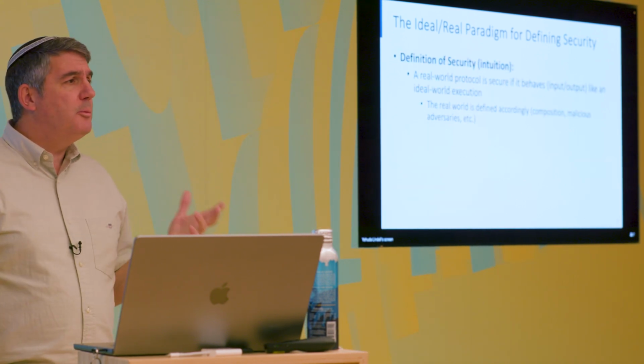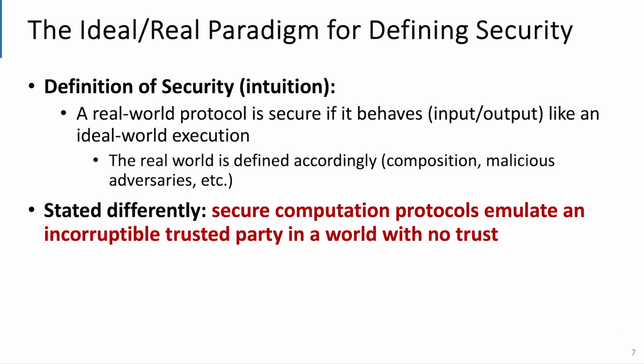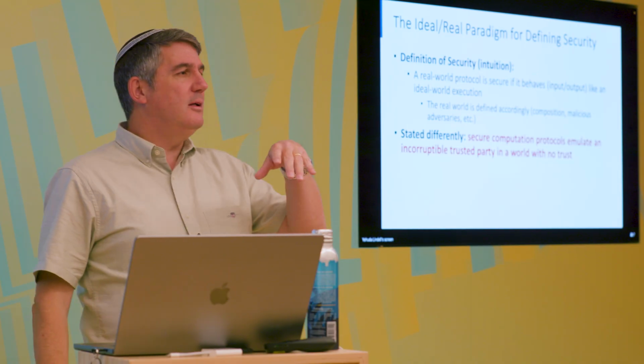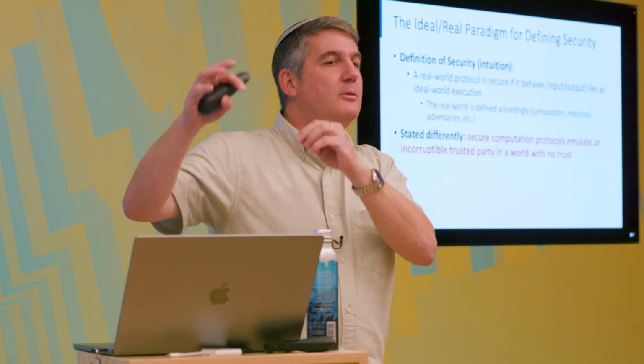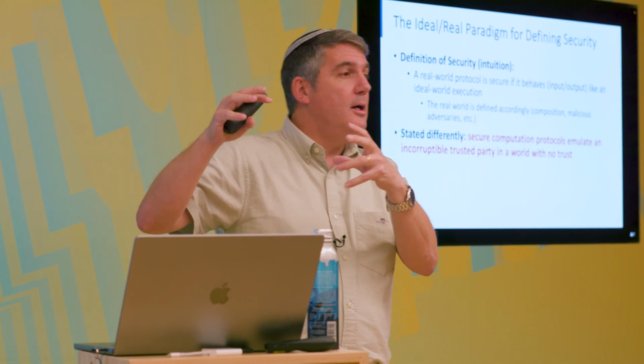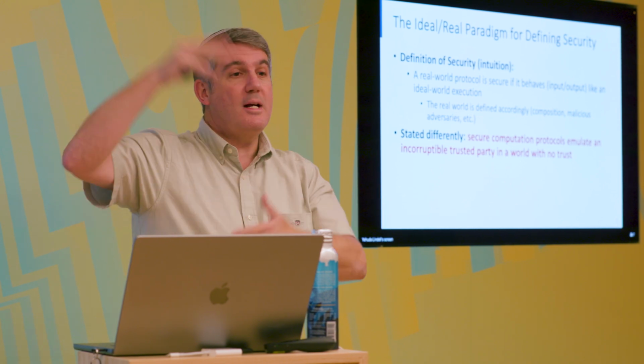And then we say that a real protocol is secure, and this is of course not a definition, it's an intuition, if it behaves like an ideal world execution. Stated differently, the secure computation protocol will emulate this incorruptible trusted party. Formally, we say for every adversary in the real model, corrupting a certain number of parties, there exists an ideal world adversary, who we call a simulator, but that ideal world adversary is just corrupting the same parties and working in the ideal model and interacting with the trusted party.